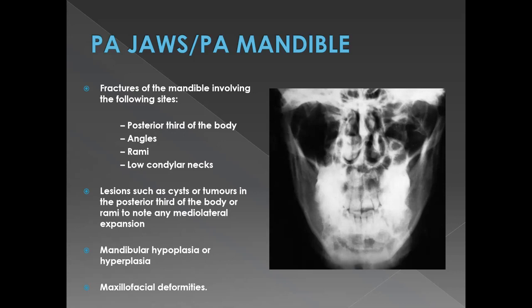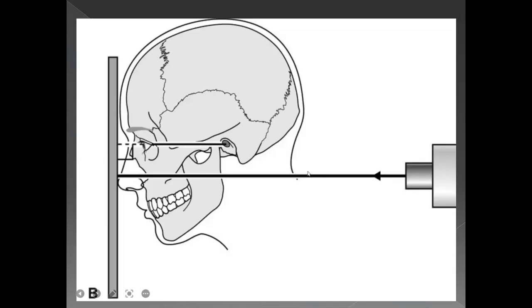Obviously now with the advent of CT and CBCT, you won't need a PA jaw or a PA mandible, and you can just order that view instead. Before, obviously, these modalities were commonplace. This X-ray was also ordered for evaluation of mandibular hyperplasia or aplasia, as well as evaluation of other maxillofacial deformities. So how is this X-ray taken?